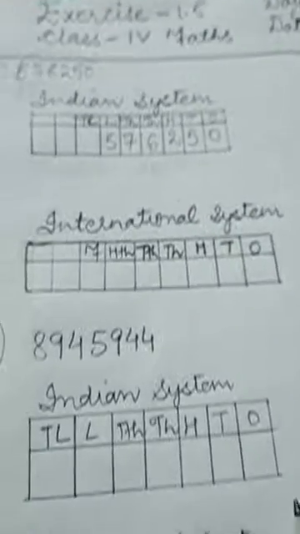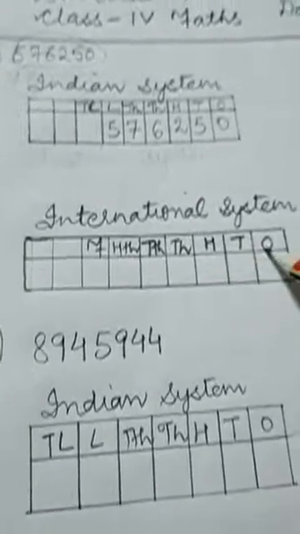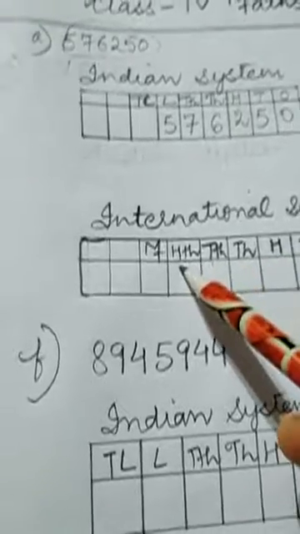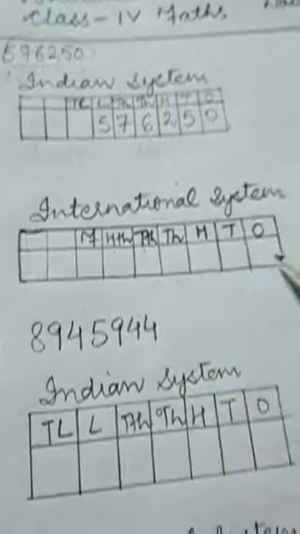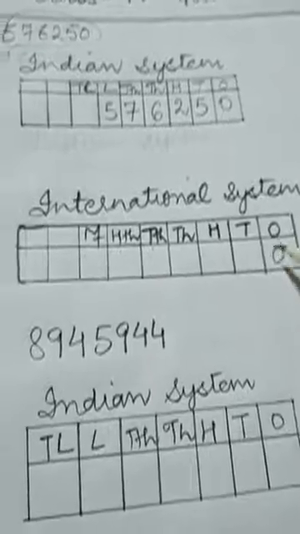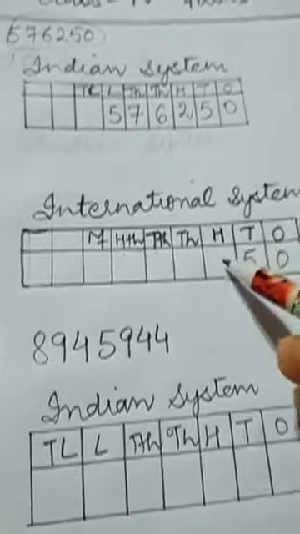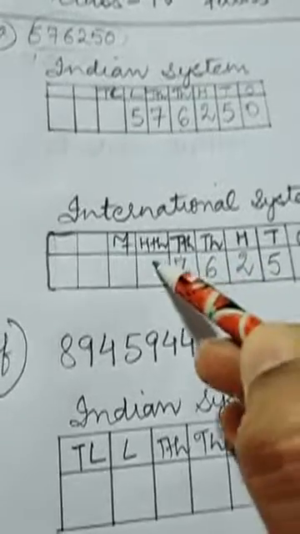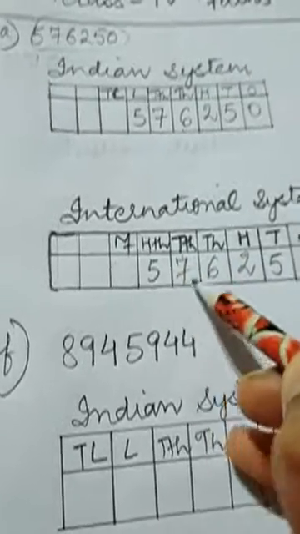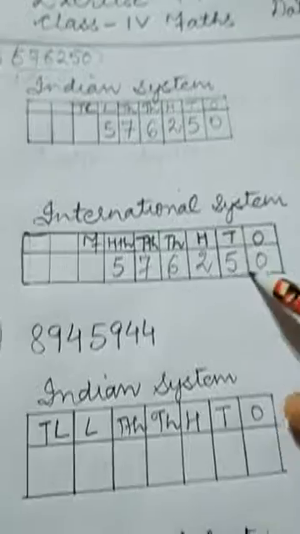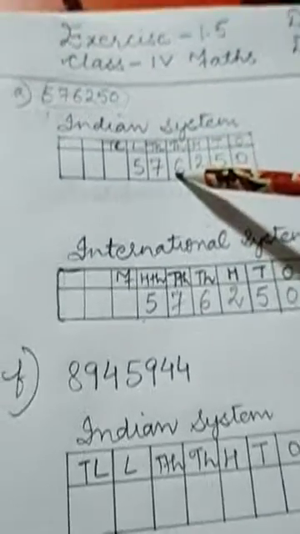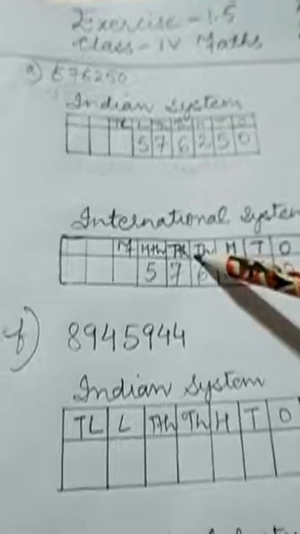Now according to the international system: ones, tens, hundreds, thousands, ten thousands, hundred thousands, million. We will write all the digits according to the places. Here 5, then 2, 6, 7, 5. It is 576,250. So this number we have written according to the Indian system and the international system.